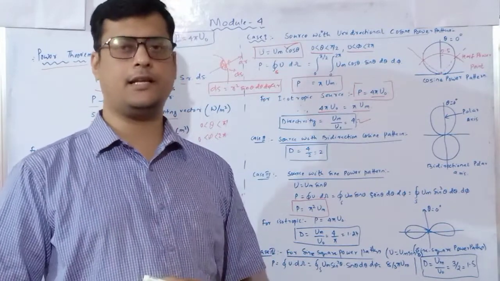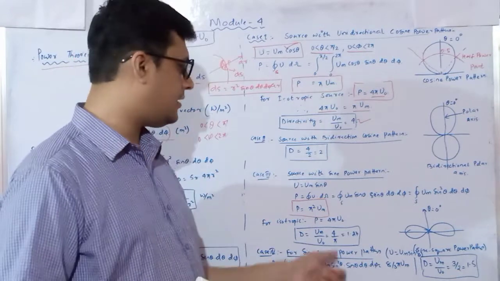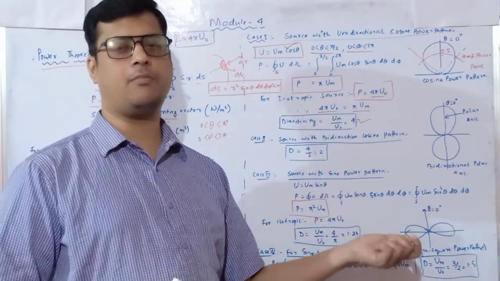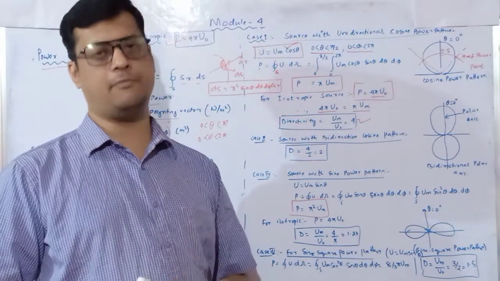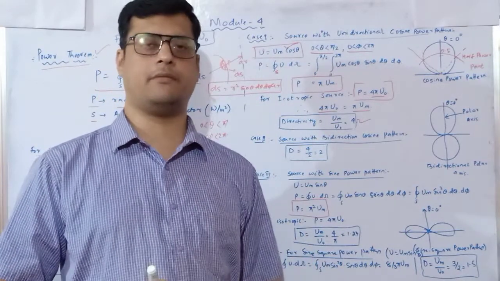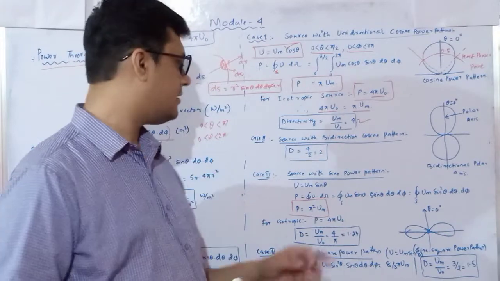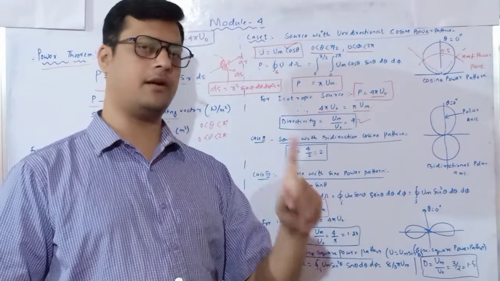So directivity is nothing but the maximum by the given intensity. Here we will get 4 by pi. If you solve this, you will get 1.27. That indicates that if it is a sine power pattern, then your maximum directivity will be 1.27. Remember that a source with a sine power pattern has directivity 1.27.